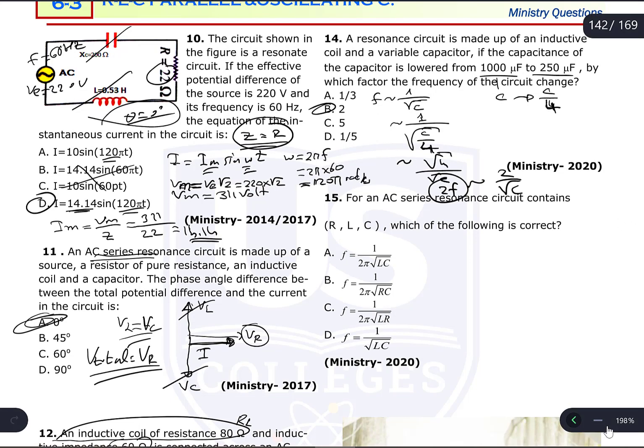For an AC series resonance circuit containing L, R, C, which of the following is correct? For our LC resonating circuit, it doesn't matter if R exists or not. So LC are in resonance. That's why the equation for frequency is going to be A. B is nothing, C is nothing, D is nothing. So A is the correct answer. So this is all about our LC parallel and resonating circuits.